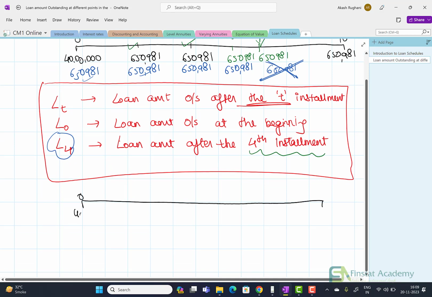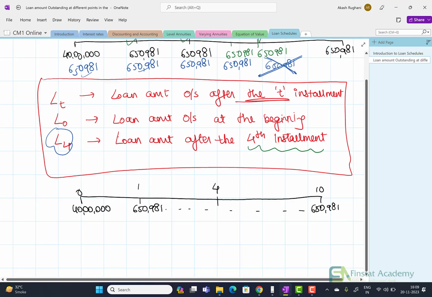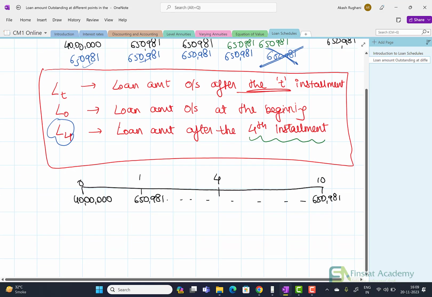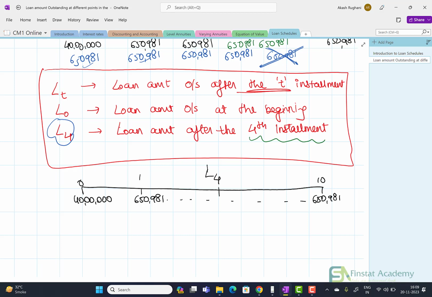So at time 0, we have 40 lakhs. At time 1, there is an installment of 6,50,981. This goes on till time 10. I want to find L4, which is basically the loan amount outstanding after the 4th installment. After the 4 installments are done, what is the new loan amount outstanding?